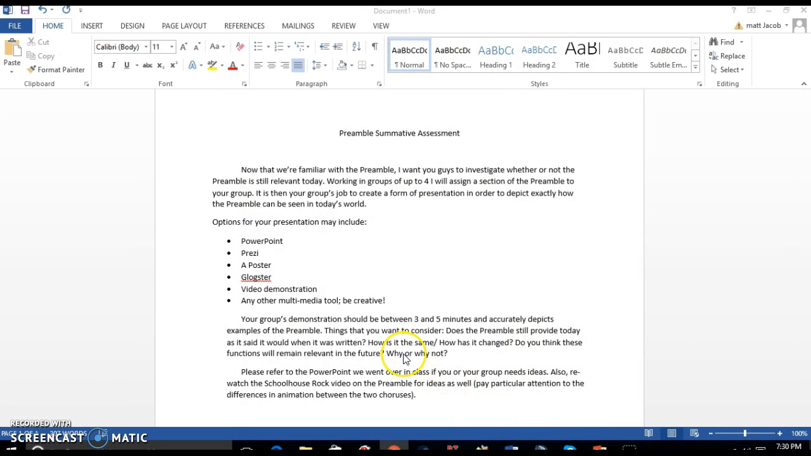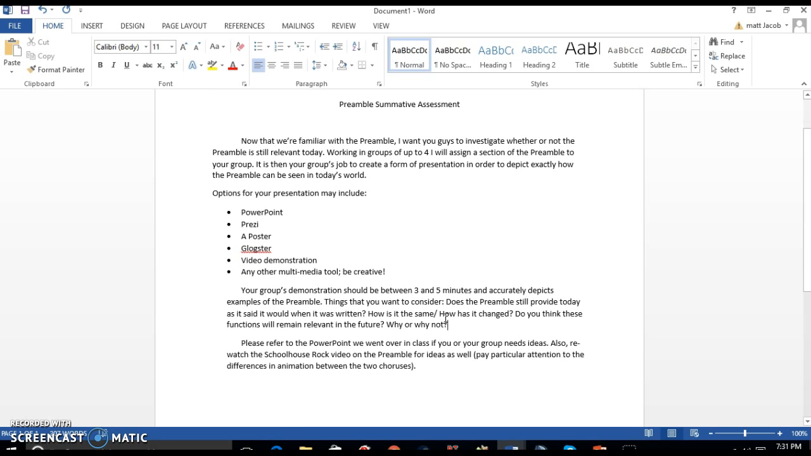Because there's 8 groups going, it's only going to be between 3 and 5 minutes. And you should show several examples of how it's depicted and answer these questions right here. And there will actually be 2 grades, one for the presentation itself and one for the product itself. And because there's up to 4 people in one group, I want to see 4 people working on it. I don't want to just see one person's work and 4 names.